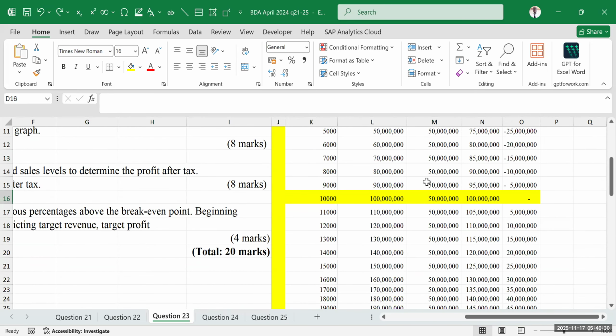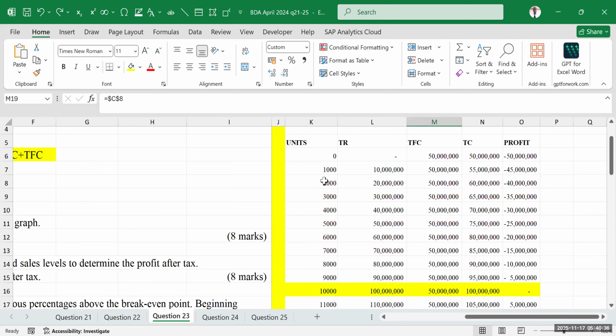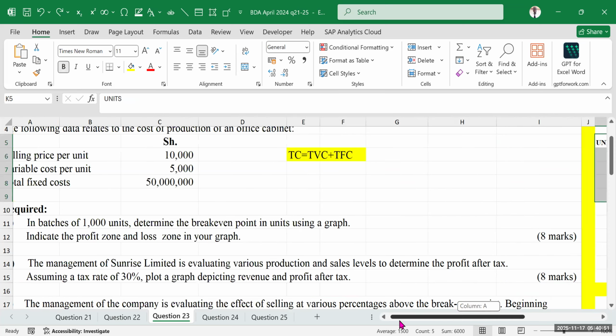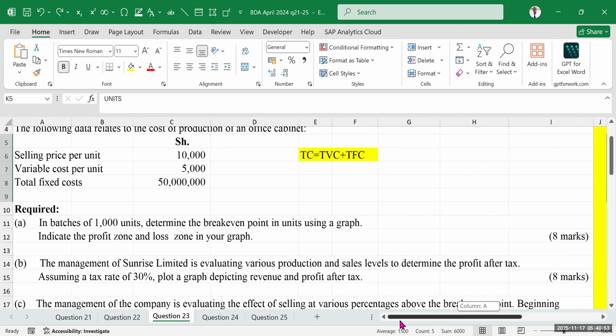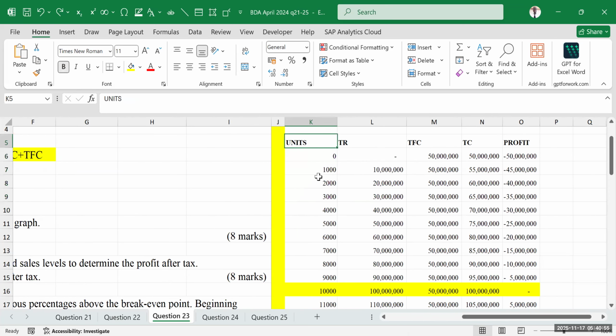All right, now members, how do we go and insert this graph? Let's all highlight the table, and our table should be very guided. We already have the information we need. Remember, in our graph, we must show units. Units must show in our graph. Why? Because the question wanted us to determine the break-even point in units. So this column of units must appear.